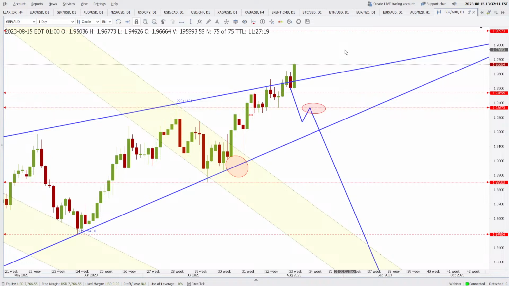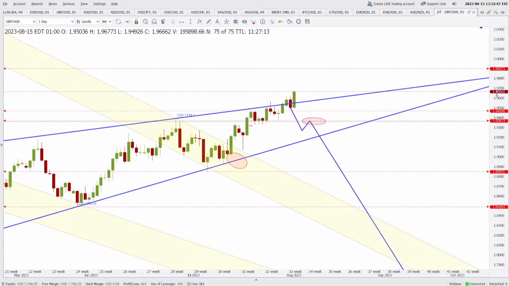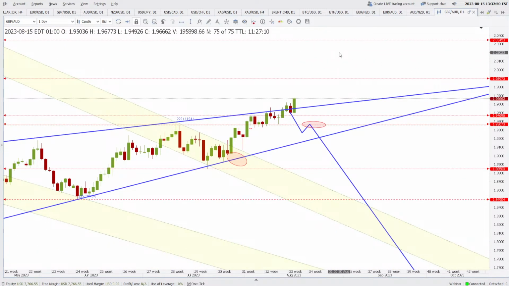So 1.9897 is not very far. Yes, the next resistance is 1.9897, and everything is aligned for the target of 1.9897. It may go even further towards 2.0345. I will not be surprised if the price reaches 2.0345 because the Australian dollar is going down and the pound is appreciating. So there's a possibility that the price will cross the 2.0 level soon. Okay, but for some reason, if the price starts falling from here, the 1.9469 and 1.9367 areas should be seen as other buying opportunities in this market.